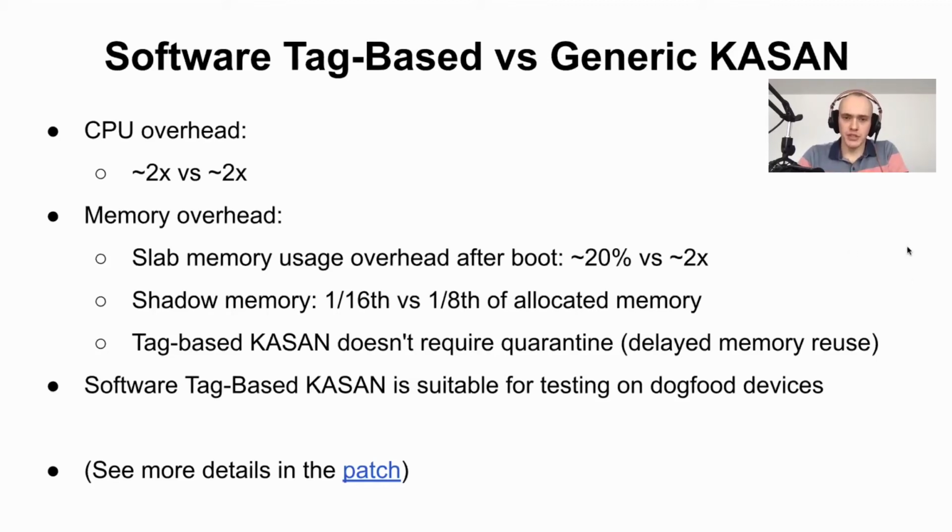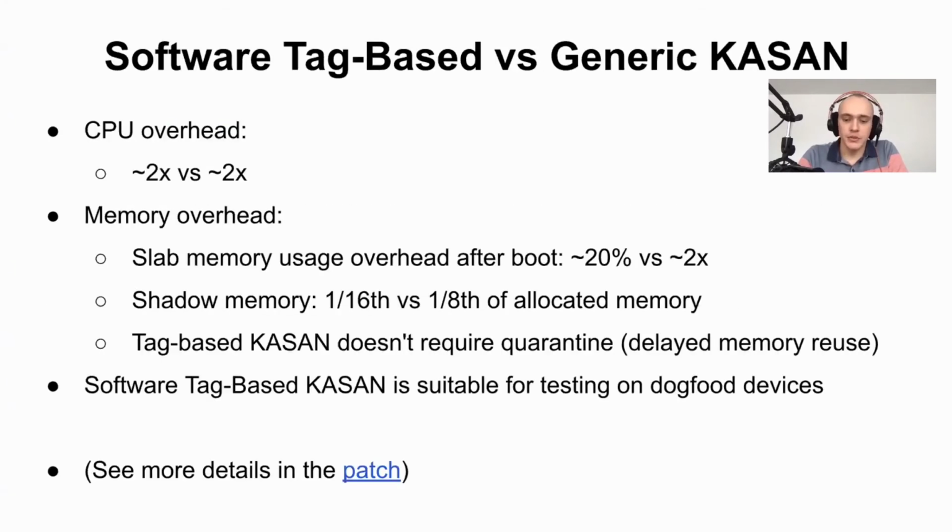The second part that contributes to the memory overhead is the shadow memory. With software tag-based KASAN, we have to use half as much shadow memory as with generic KASAN. And finally, tag-based KASAN does not require quarantine. Quarantine is a feature that generic KASAN uses to delay the reuse of memory and increase the chance of detecting use-after-free. Software tag-based KASAN does not need it, just by design. Putting all of this together, we come to the conclusion that software tag-based KASAN is suitable for usage on actual testing devices. And we actually do that internally at Google.